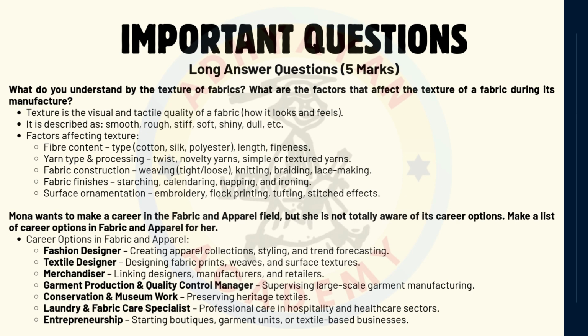What do you understand by the texture of fabrics? What are the factors that affect the texture of a fabric during its manufacture? Texture is the visual and tactile quality of a fabric, meaning how it looks and feels. It is described as smooth, rough, stiff, soft, shiny, dull, etc. Factors affecting texture are fiber content, type, like cotton, silk, polyester, length, fineness.